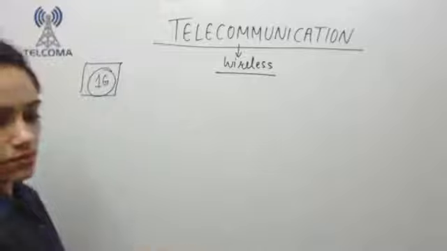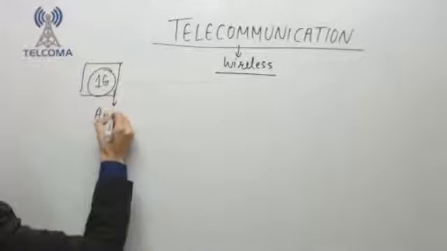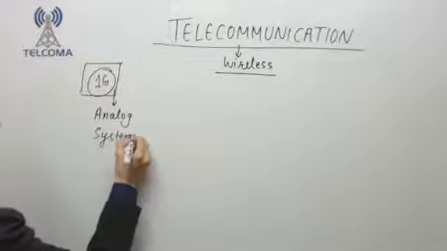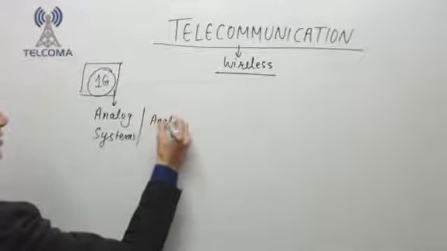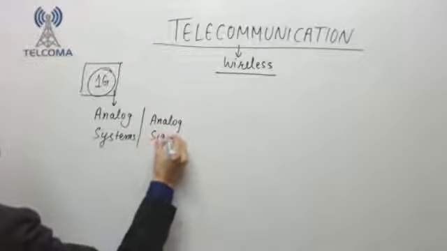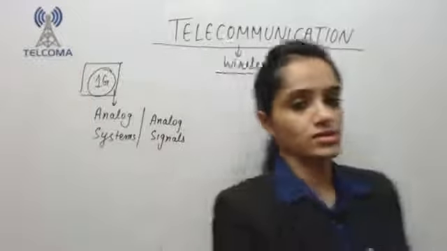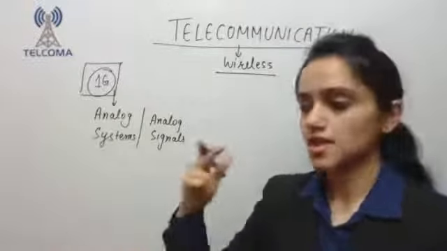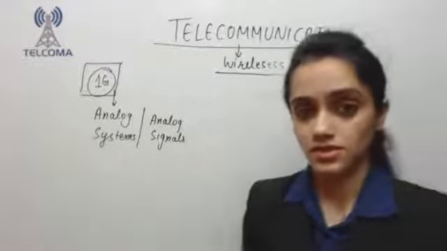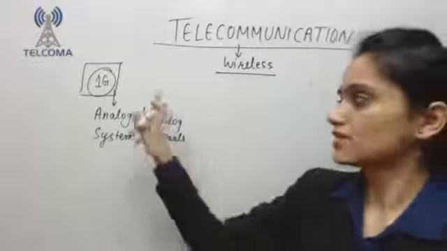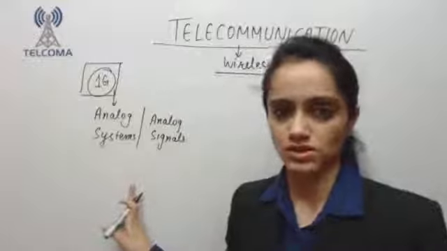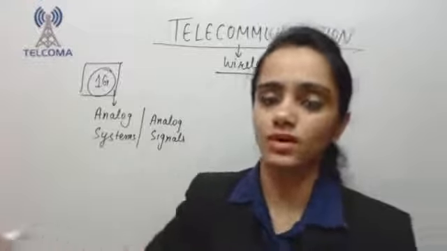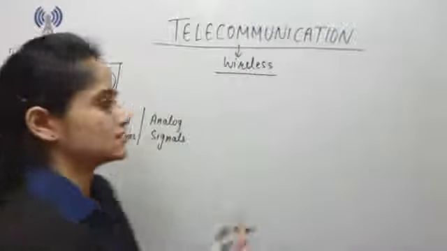Now in this 1G, what did they prefer? They preferred analog signals. That means all processing was of analog signals, like I am speaking, so the waveform which I am radiating is an analog signal. It is not converted into digital one because that is another error. So 1G uses analog system, analog signals. Now, as we know the disadvantage of analog signals, they are not able to cover a long distance. So that was the first generation.